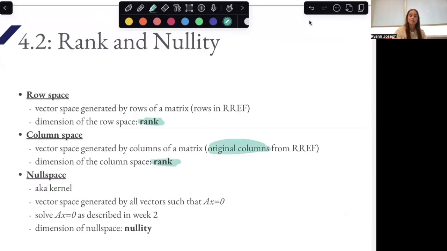It makes sense because for every pivot variable, there's a row for that pivot variable and there's a column for that pivot variable. So for every thing that's in the rank for the row space, there's going to be something in the column space. The column space can also be called the image of the matrix. There's multiple words for the column space. The range. Those all mean the same thing.